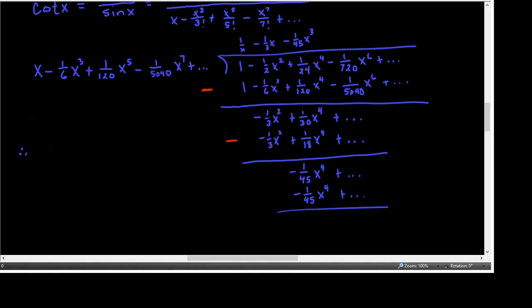So that is enough to say, therefore, that the series for cotangent of x, well, at least the first 3 non-zero terms, is going to be approximately 1 over x minus x over 3 minus x cubed over 45.